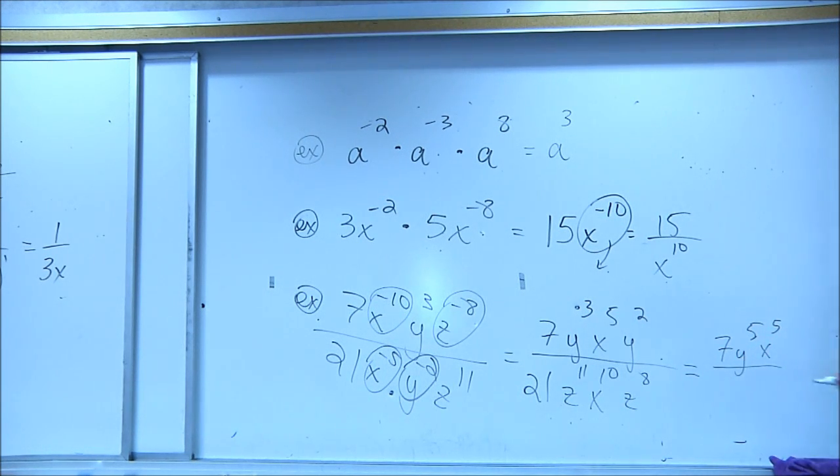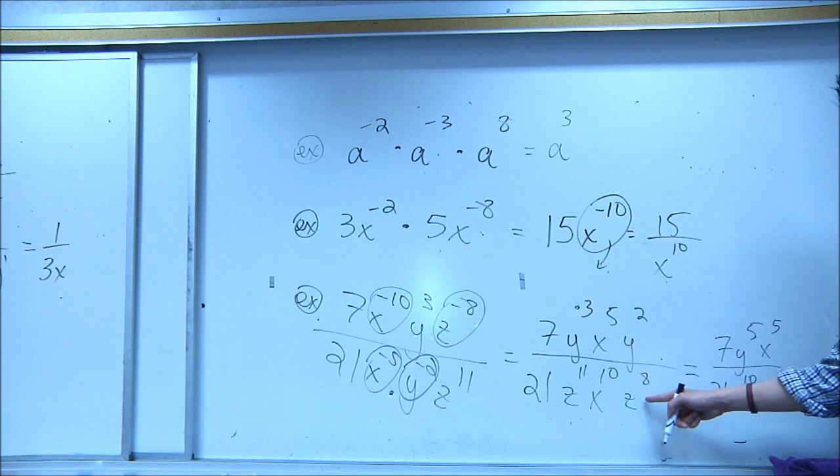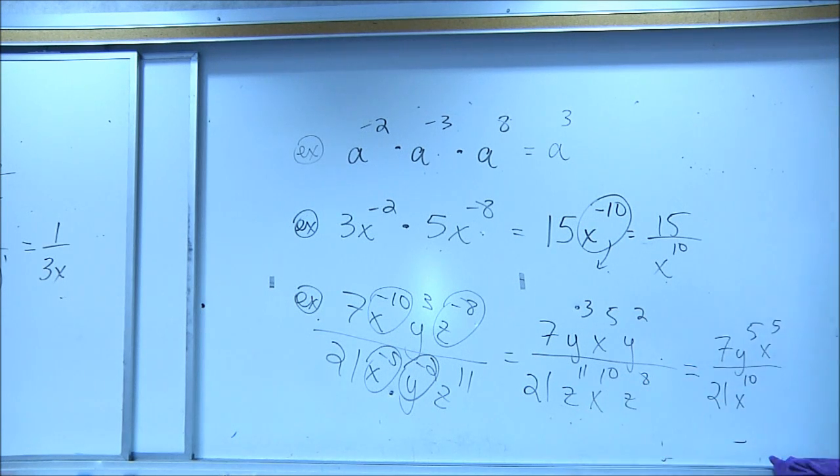In the bottom, I have a 21. I have an x to the 10th. I can't really do anything with that, but I have a z to the 8th and a z to the 11th. Again, I can combine those. If I add the exponents, z to the 19th. Okay? I'm still not done, however.